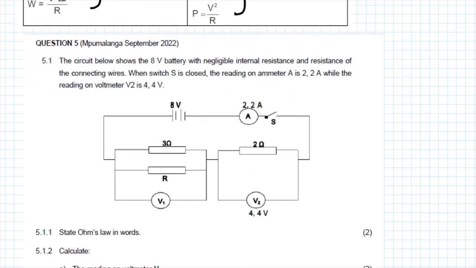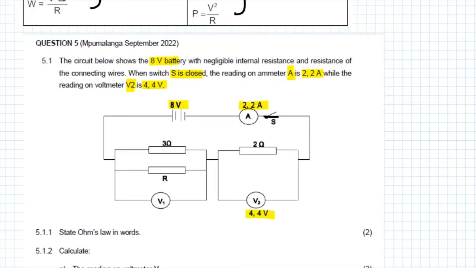It says the circuit below shows the 8-volt battery with negligible internal resistance and negligible resistance of the connecting wires. When switch S is closed, the reading on the ammeter A is 2,2 amperes, while the reading on voltmeter V2 is 4,4 volts. So let's go ahead and close the switch. Then we can see that all of these values mentioned are on the diagram, which is very fortunate. We don't have to fill it in ourselves.